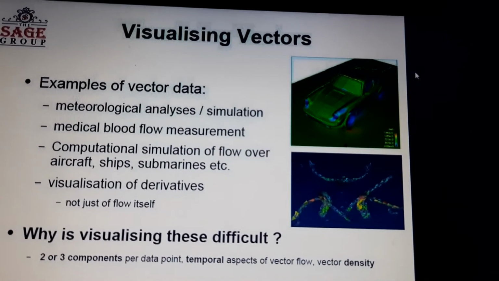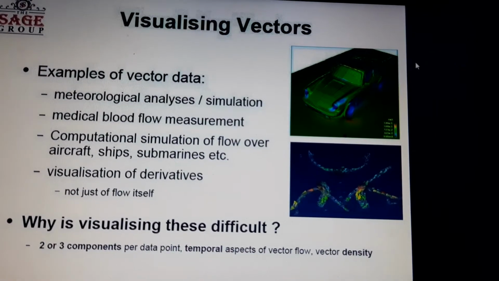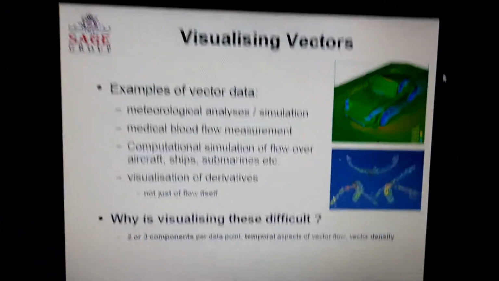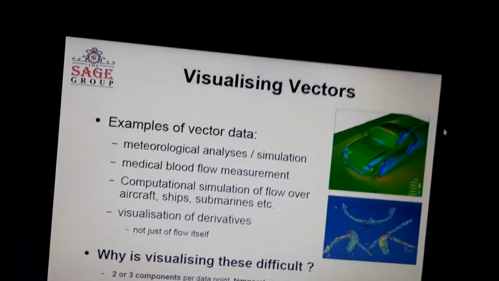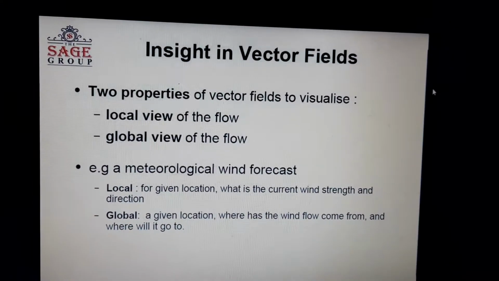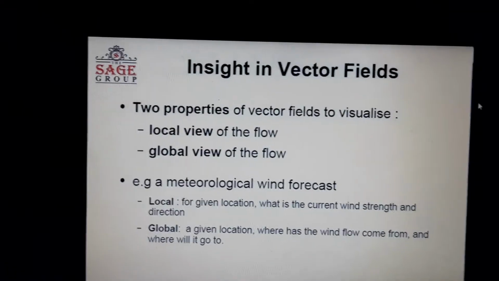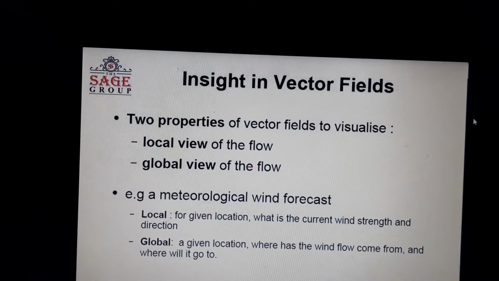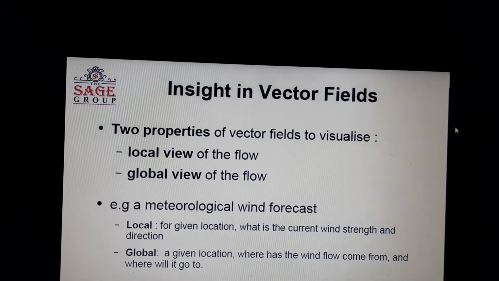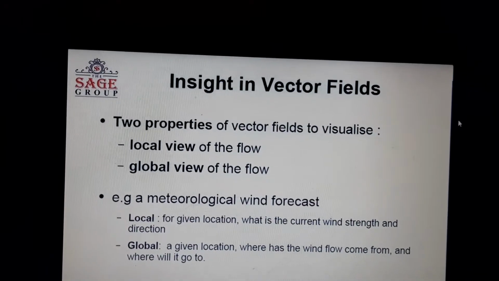Okay, and also temporal aspects of vector flow and vector density. These are the values which we will use to represent vector data. Insight in vector fields: how do we visualize vector fields? There are two properties of vector fields. We can visualize a vector field by local view of flow or global view of flow.